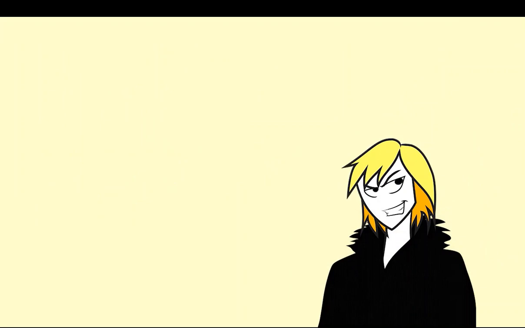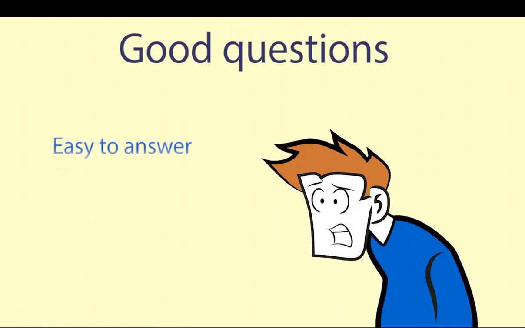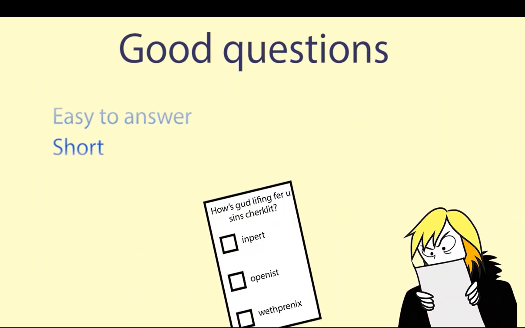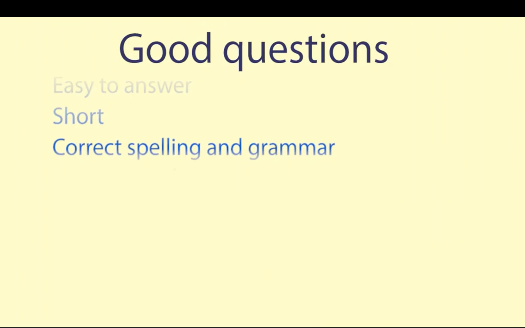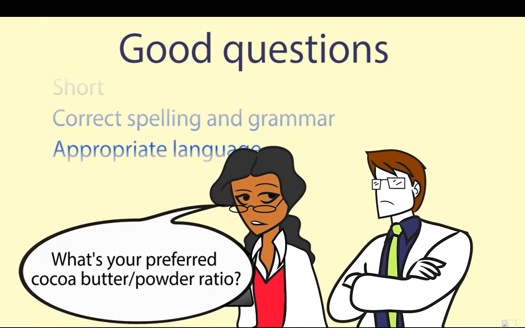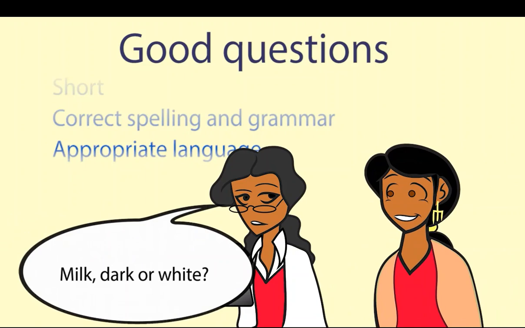You might think that it is easy to ask good questions in a questionnaire, but it isn't. You want to make it as easy as possible for the respondent to give you the information you want. To start with, the questions should be as short as possible. Questions need to have correct spelling and grammar. Questions should use language appropriate to the subject and the people you are asking. If you are asking experts, you can use technical language, but generally you need to keep the language simple.